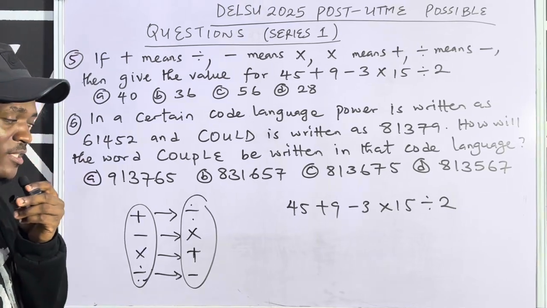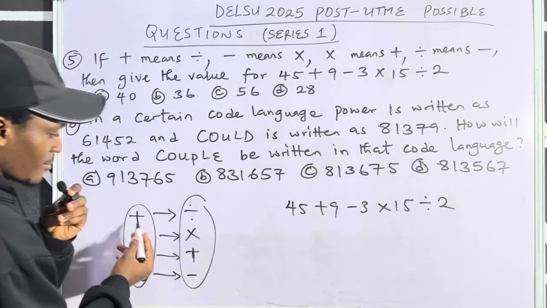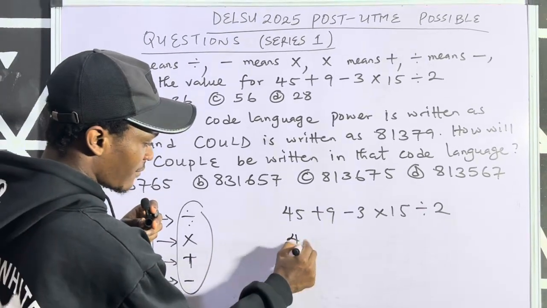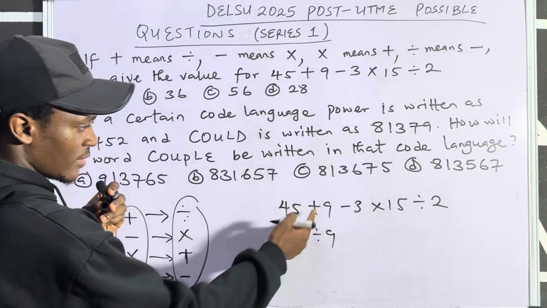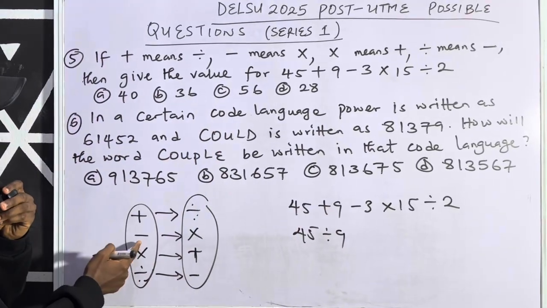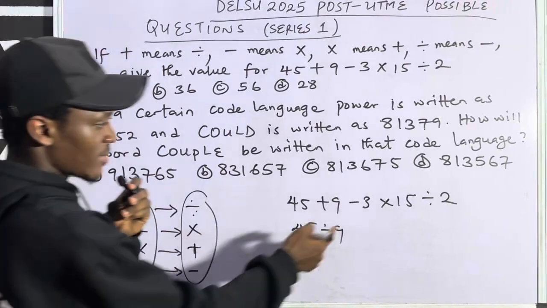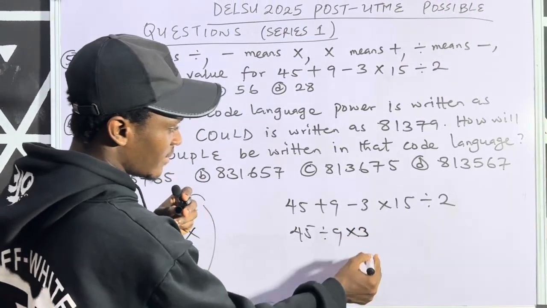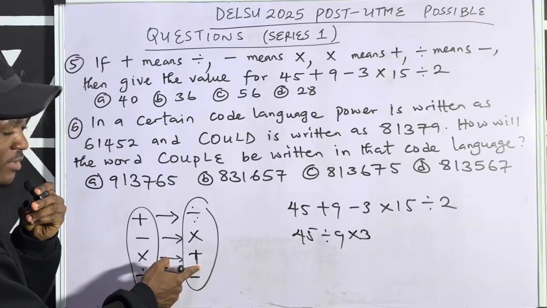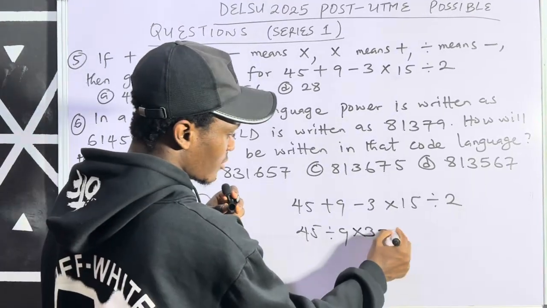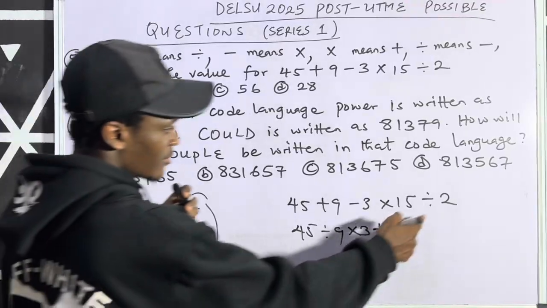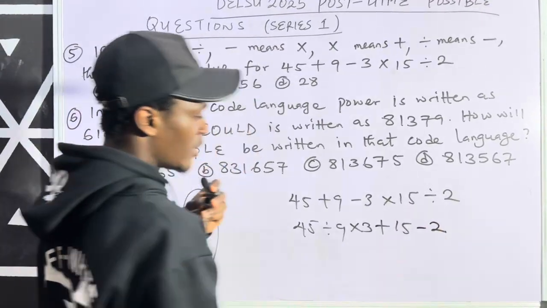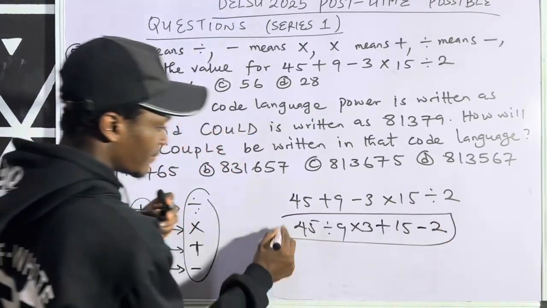So that's what it means. In place of plus, plus now means what? Division. So 45 divided by 9. I'm just replacing the plus with division according to the question. Then next, minus now means what? Times. So this minus should be times 3. Then times now means what? Plus. So in place of times, it should be plus 15. Then division now means minus. So in place of division, minus 2. So now we are working with these.